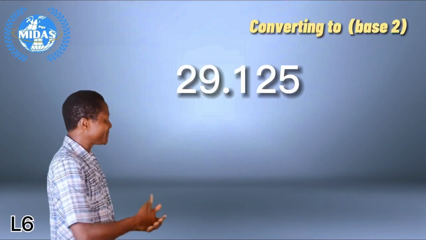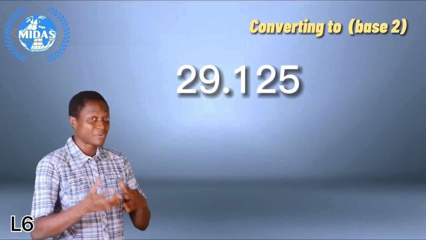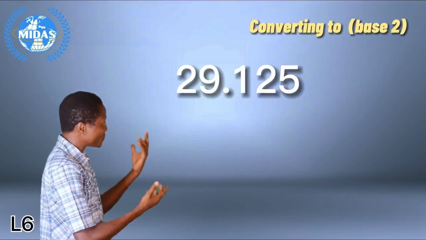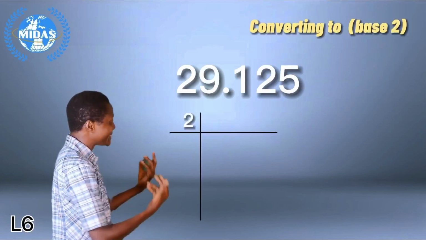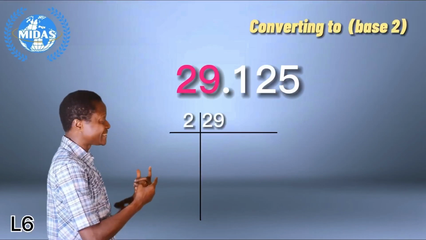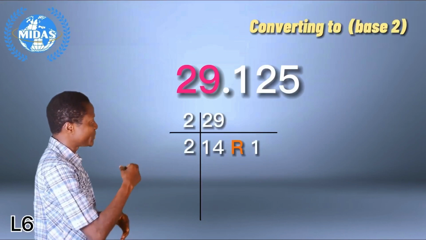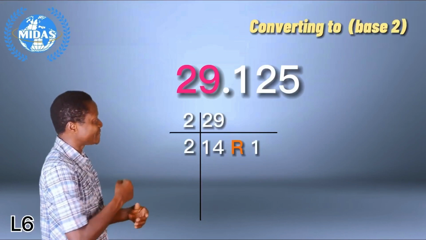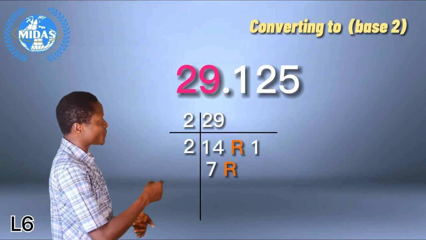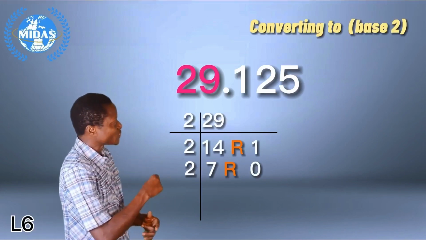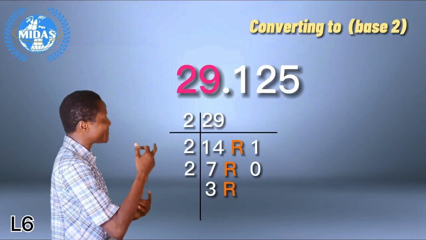All right, the same thing, you want to now convert to the bisimal. Remember, we're going to use 2 this time around, so same process. 2 into 29 is going to be 14, remainder 1. Then 2 into 14 is going to be 7 times, remainder 0. 2 into 7 is going to be 3 times, remainder 1.